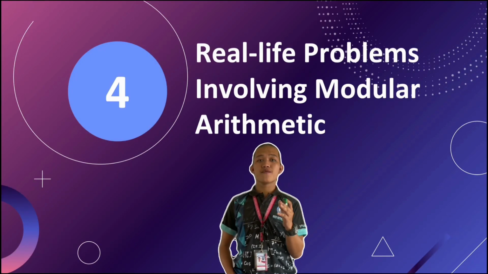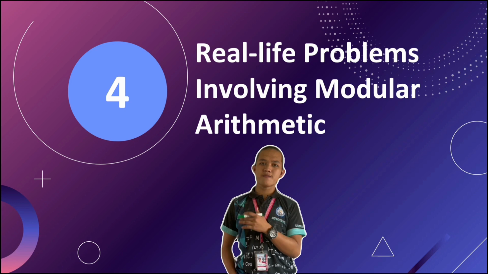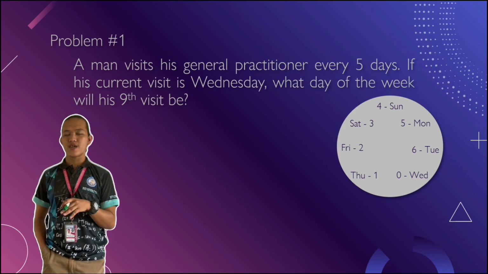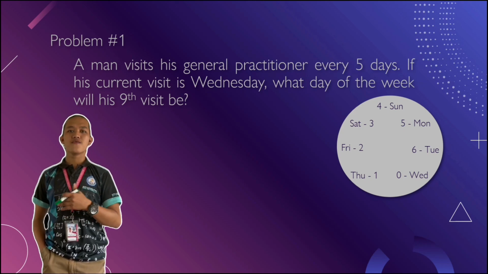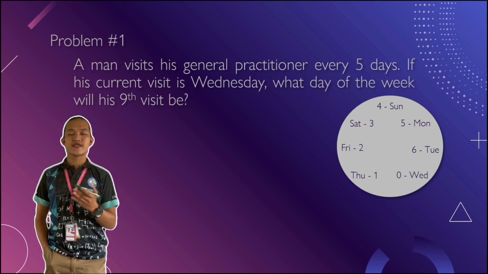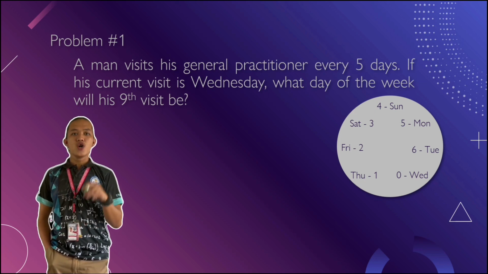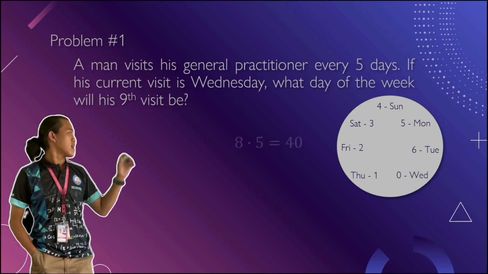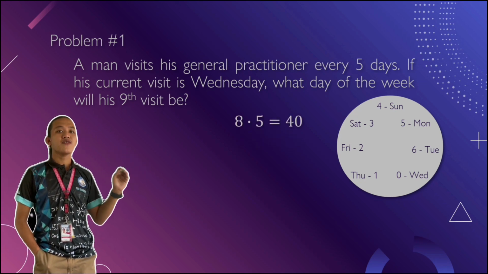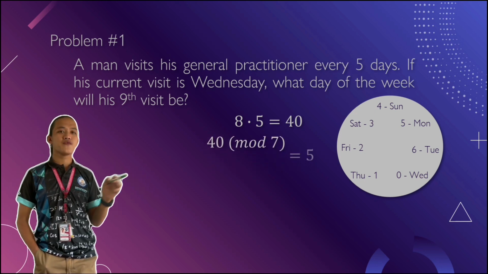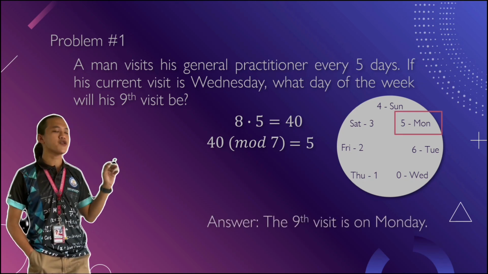So here are the examples of real-life problems involving modular arithmetic. Example number 1. A man visits his general practitioner every 5 days. If his current visit is Wednesday, what day of the week will the ninth visit be? From the problem, the man already did his first visit, right? Therefore, there are only 8 visits left to count. We will multiply those 8 remaining visits by 5 days. So 8 times 5 is equal to 40. Then we will use mod 7 to find the remainder. 40 mod 7 is equal to 5. The ninth visit is on Monday.